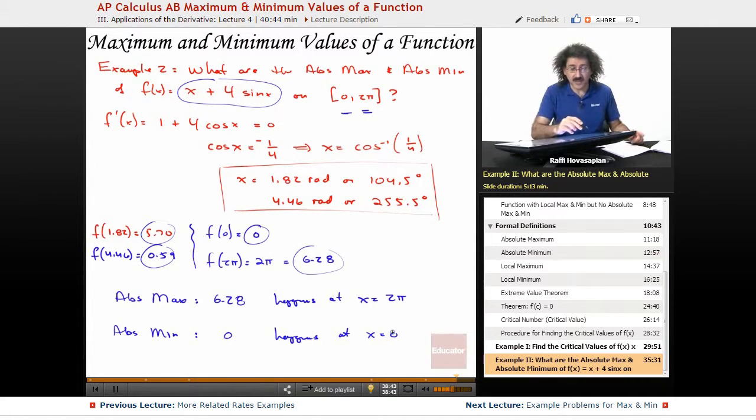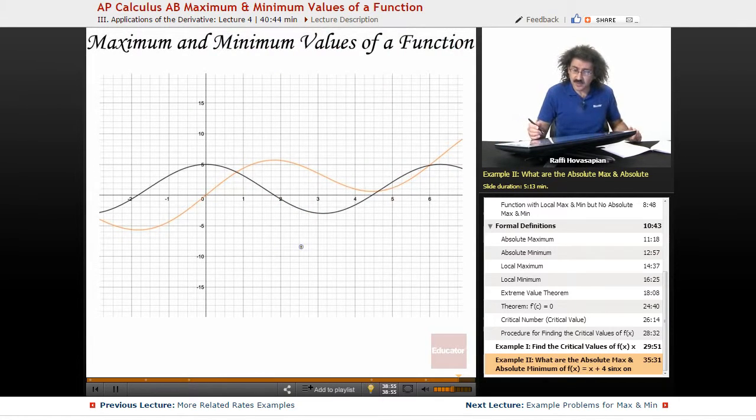That is all. Find the critical values, evaluate the function at the critical values, evaluate the function at the endpoints, pick the biggest, pick the smallest. You're done. Let's see what this looks like. So here is the function. This right here is your f of x, and I decided to go ahead and draw the derivative on there too. This is f prime.